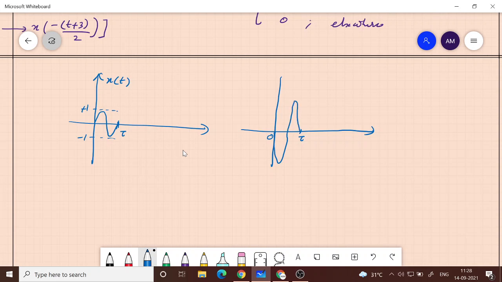Okay, so actually the shape is the same, but the way I have drawn it looks like my shape is distorted, but that is because of my drawing. I don't mean to change the shape.